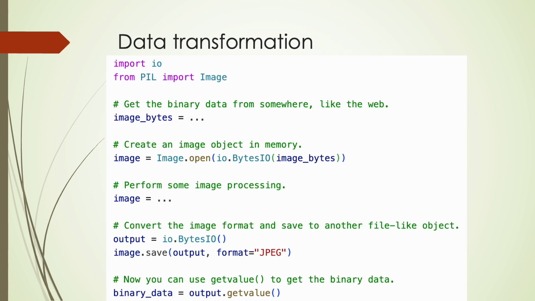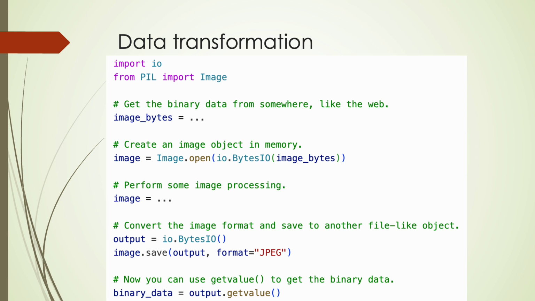Regarding data transformation, imagine you need to manipulate some binary data, like images, without saving them to disk. In this example, we first read the image binary data from somewhere, like from the web using the requests module. Then we create a Pillow image object for the downloaded image. Note that the Image.open method requires a file-like object as the input. This is accomplished with BytesIO, which creates a file-like object with the image binary data. Now we can perform various image processing actions on the image object.